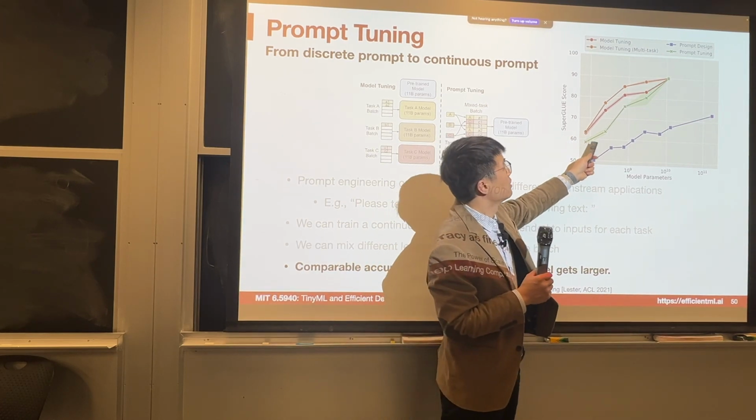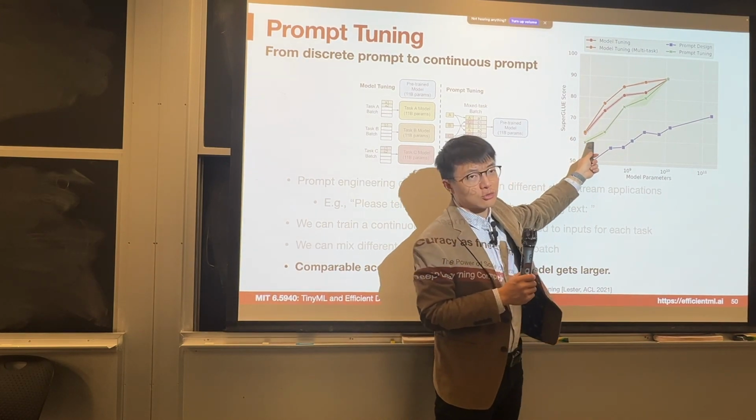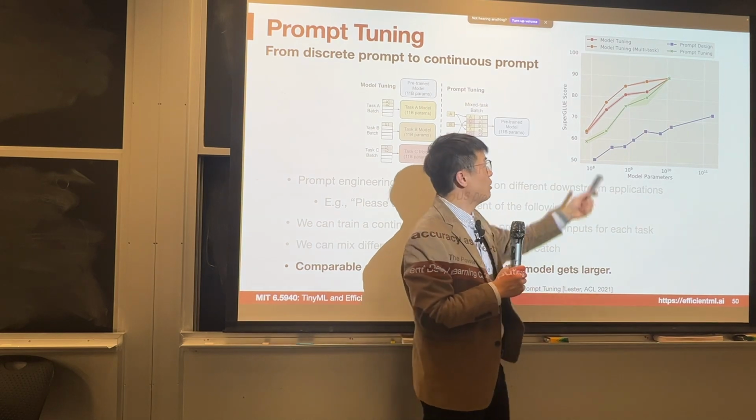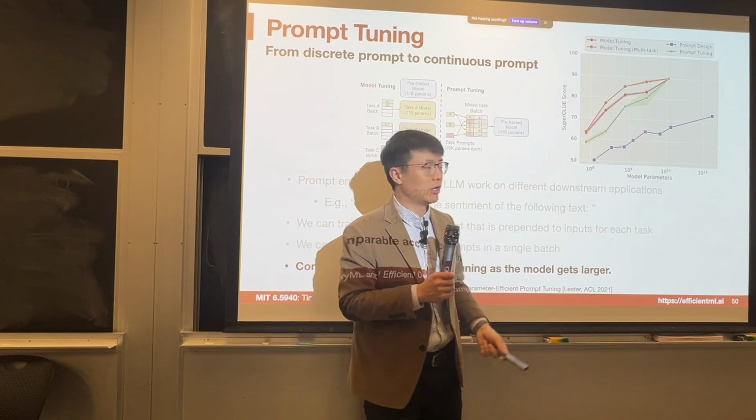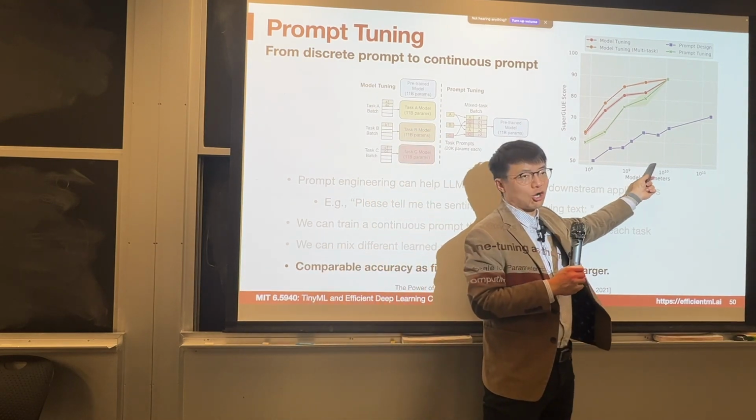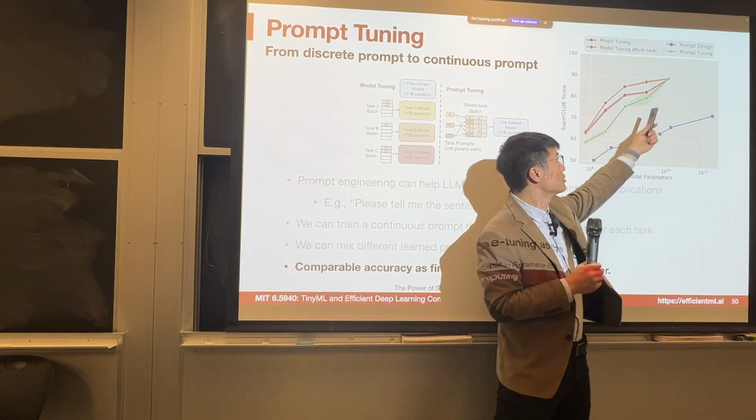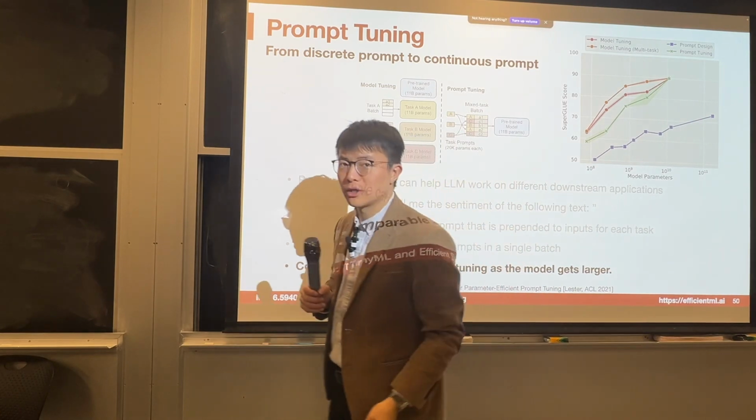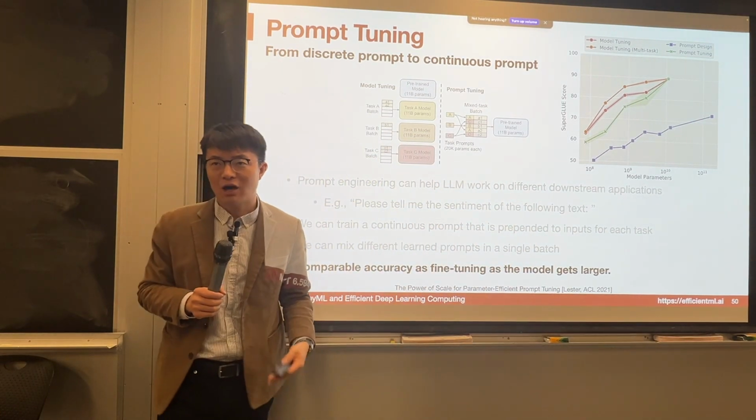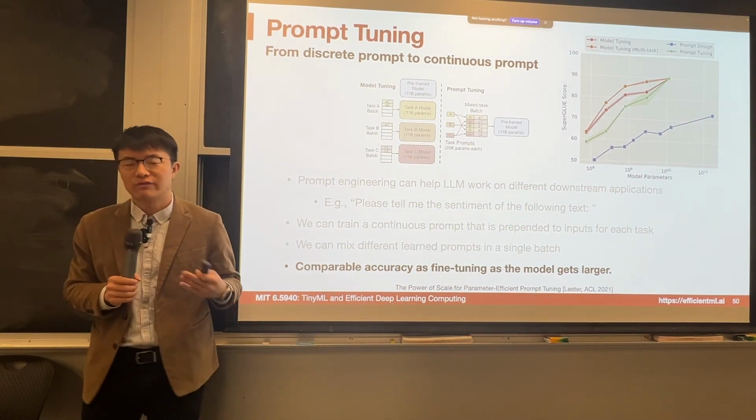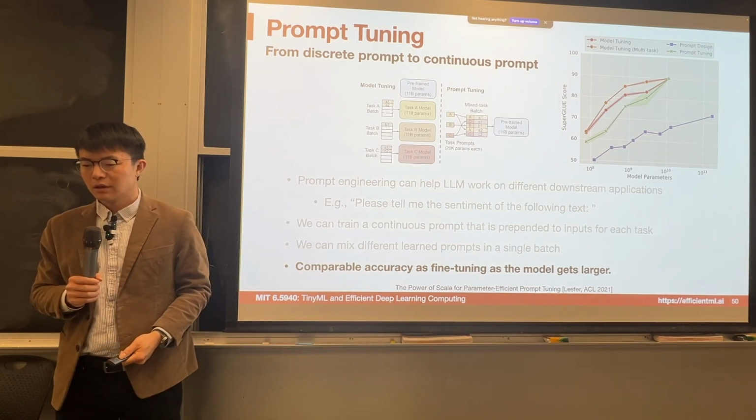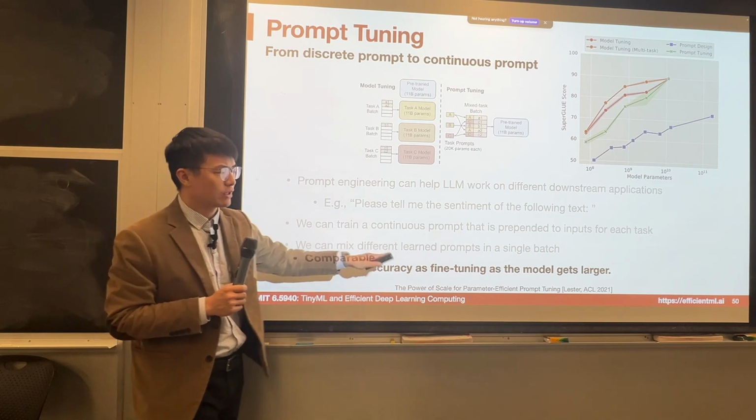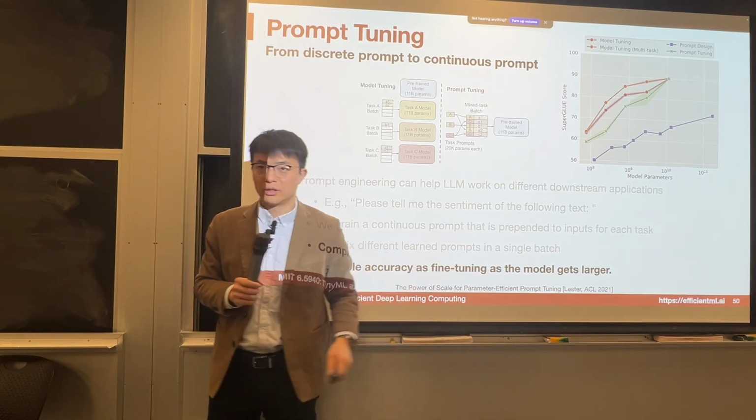One task, you have a specific model tuned for that specific task. Pretty high. But such prompt tuning, the green curve, can almost pretty much match the accuracy of fine-tuning the model when the model parameter is large enough. When the model parameter is large enough, just fine-tuning the prompt can get almost the same accuracy as fine-tuning the model. Comparable accuracy as fine-tuning, as the model gets larger.